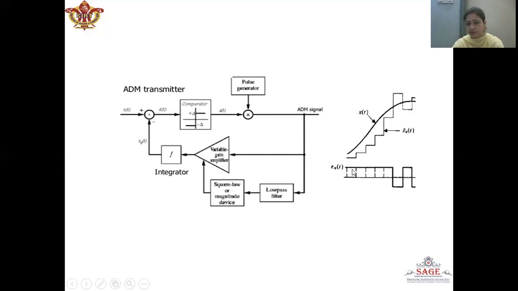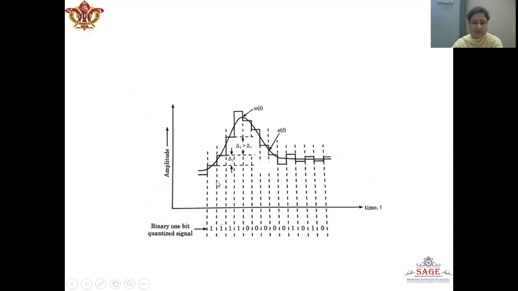So here we can see that when the error sample is positive for many samples, there will be an increase in the step size, and this is how XQT will be able to cope up with the message XT. Here we can see this is our message signal. This is the quantized output, which is shown in the form of steps. Now, here the quantized output is less than the message signal, so there will be an increase in the step size.